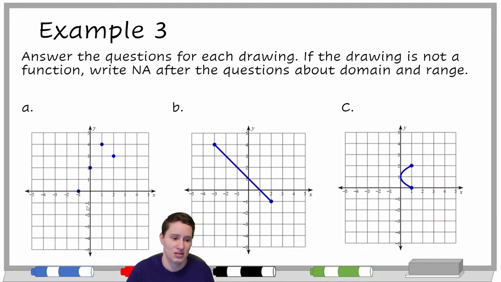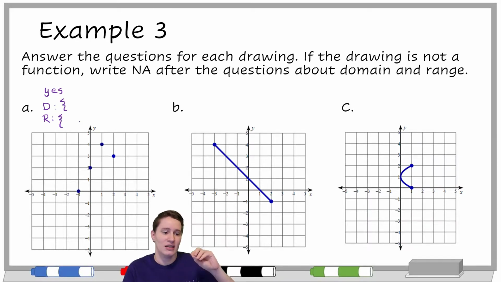If we have a graph, we should use the vertical line test. So A is just some points, they're not connected. But if you imagine putting a vertical line on any of these points, it only goes through a single point. So it is a function. So it'd say yes, it's a function. And because we want the domain and range, and this is points, we're going to use squiggly brackets. Each of our points, we're going to break up into its x's and y's.